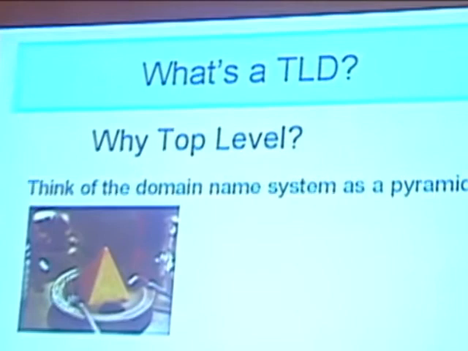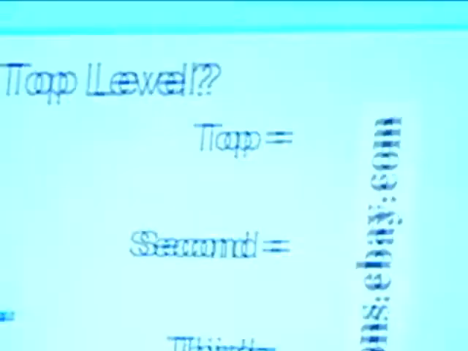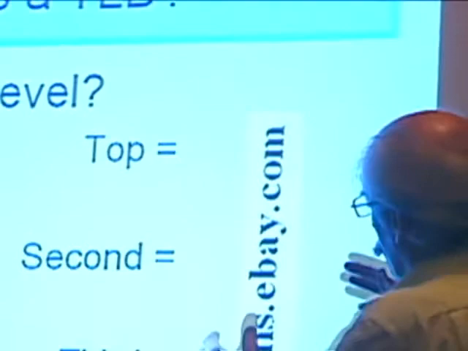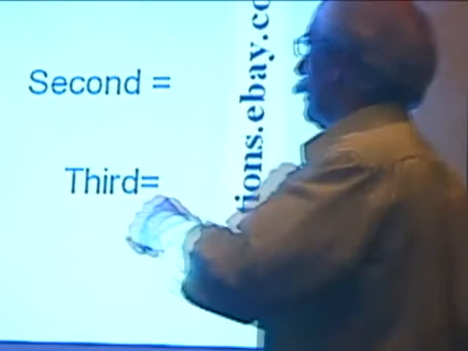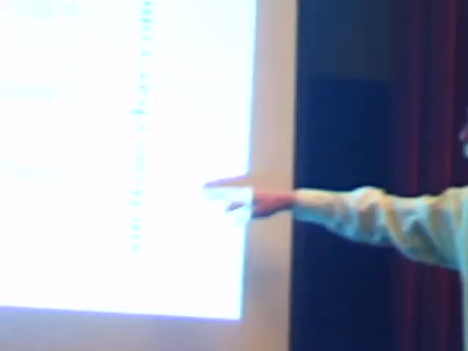And a name like auctions.ebay.com. At the very top of the pyramid is the .com, the second level is the eBay or the AOL or what have you, New York Times, and the third level would be auctions. You can go down like 50 or so levels. I don't think they're commonly used that way, but you can have multiples. But it's just the top two levels that are really of interest to people, and those are the ones that people want for their businesses, for their ideas.